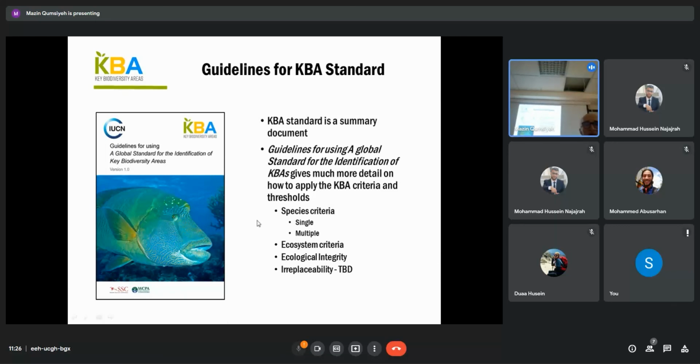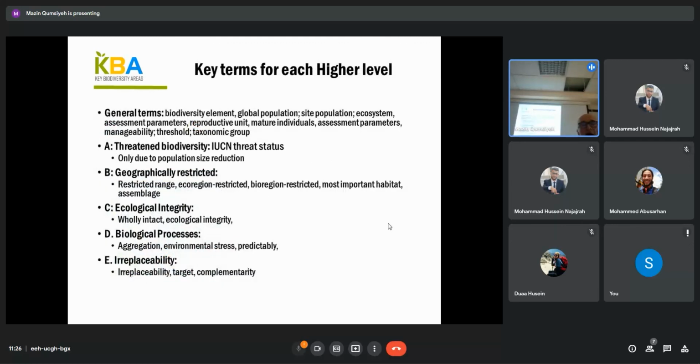So as said, you have the guidelines to apply this KBA standard. This is version 1, but I think version 2 was published last year. This gives you an overview and explanation on how to apply all these criteria, far more in depth than my presentation. And it will also explain the precise definition of all the terms used in the criteria.